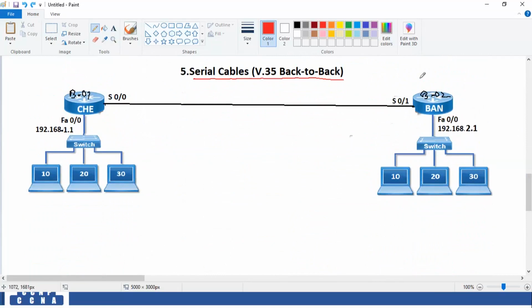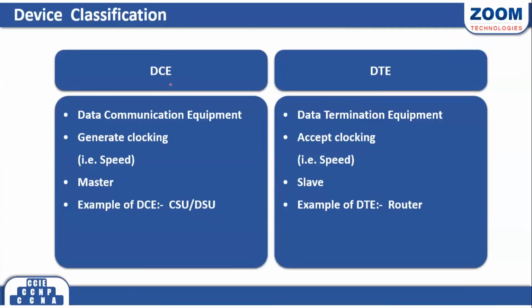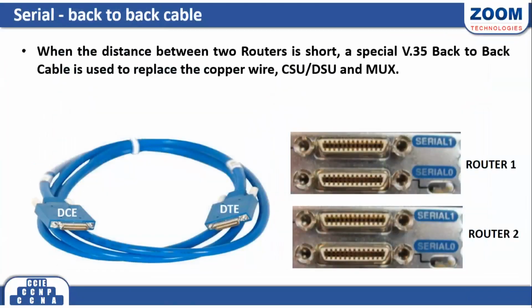So when the distance between two routers is short, we don't require optical fiber cable. We don't need a modem, mux and copper wire. These are all replaced with one special cable called a serial cable, which is a V35 back-to-back cable. We can use this cable only when the distance between two routers is short. A special V35 back-to-back cable is used to replace copper wire, modem and mux.